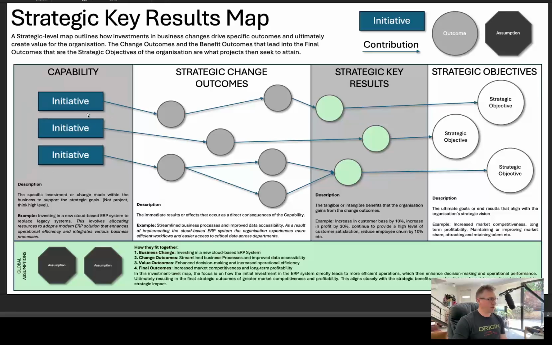And then obviously you come back to capability, and the capability you're trying to build is formed through initiatives, and those initiatives take the form of various types of projects. So these are specific investments or changes made within your business. Cool.